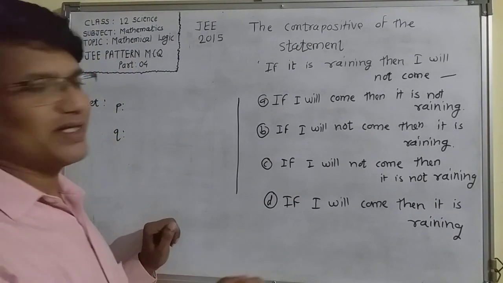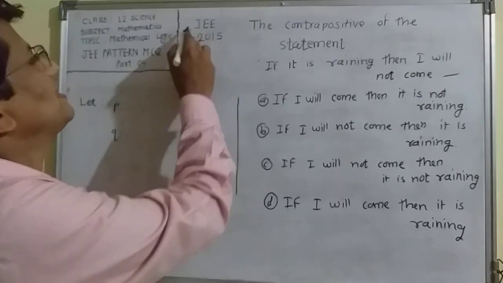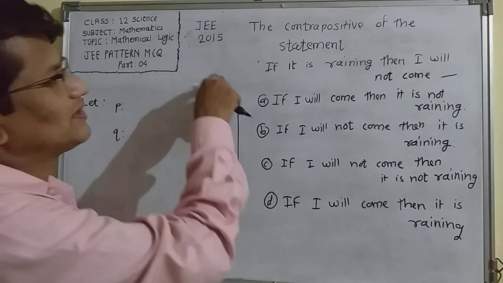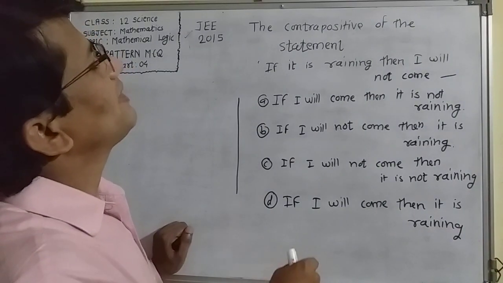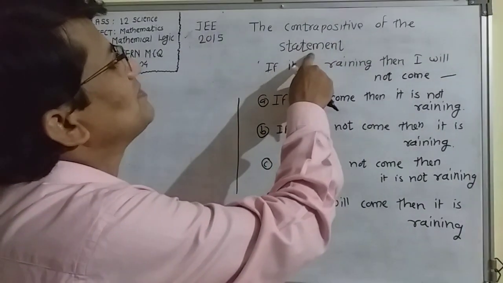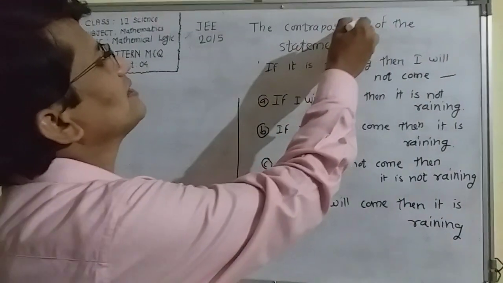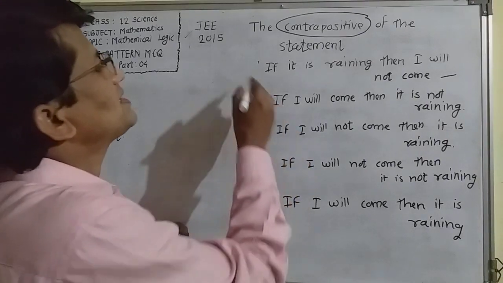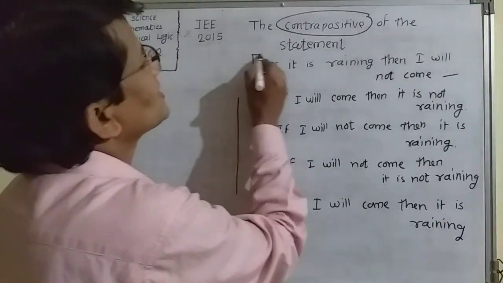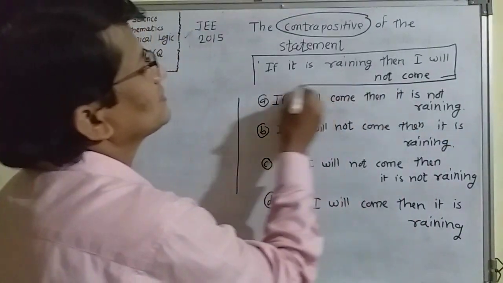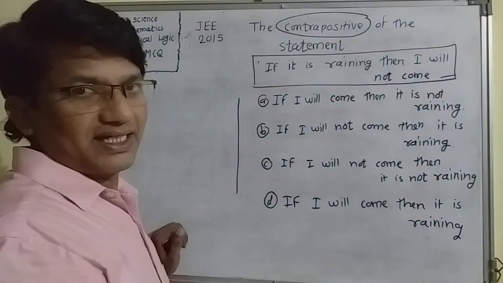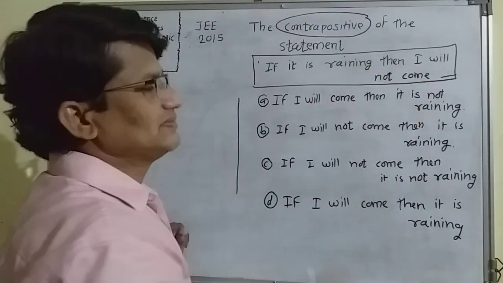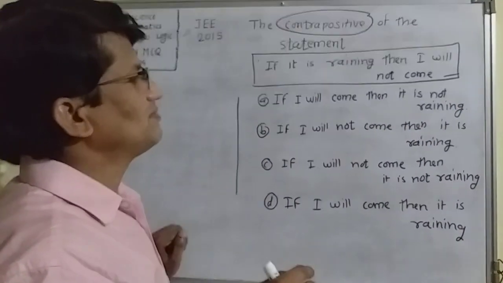Now let us see one more example. This example was also asked in JEE 2015. Okay, see carefully. The contrapositive of the statement. What is new here? The contrapositive of the statement. And what is the statement? The full statement is given. If it is raining, then I will not come. If it is raining, I will not come.